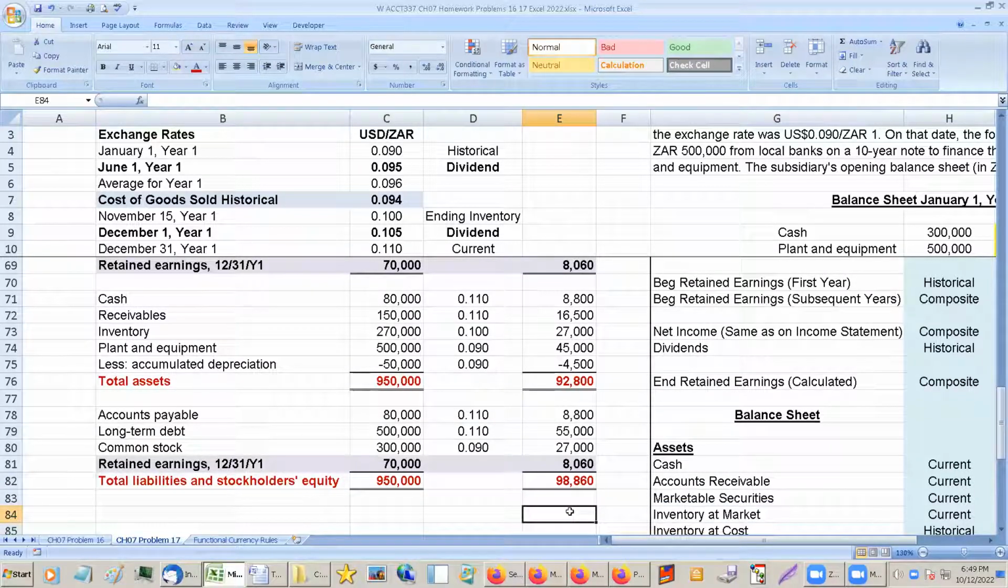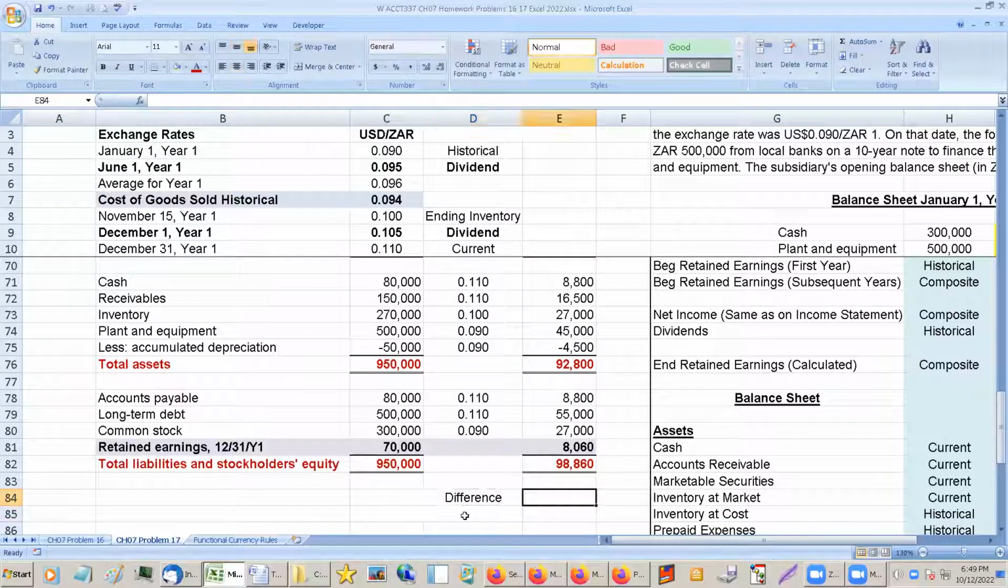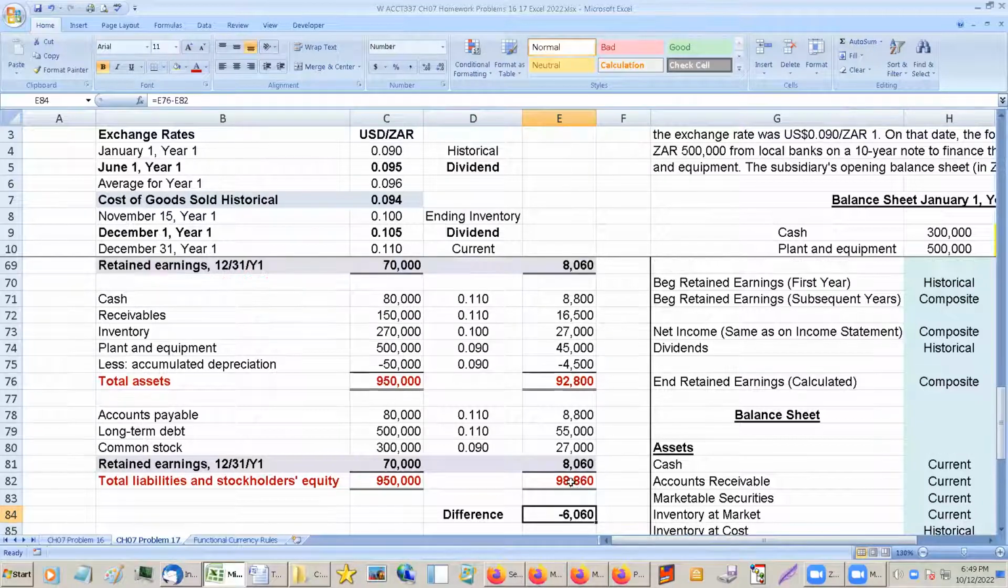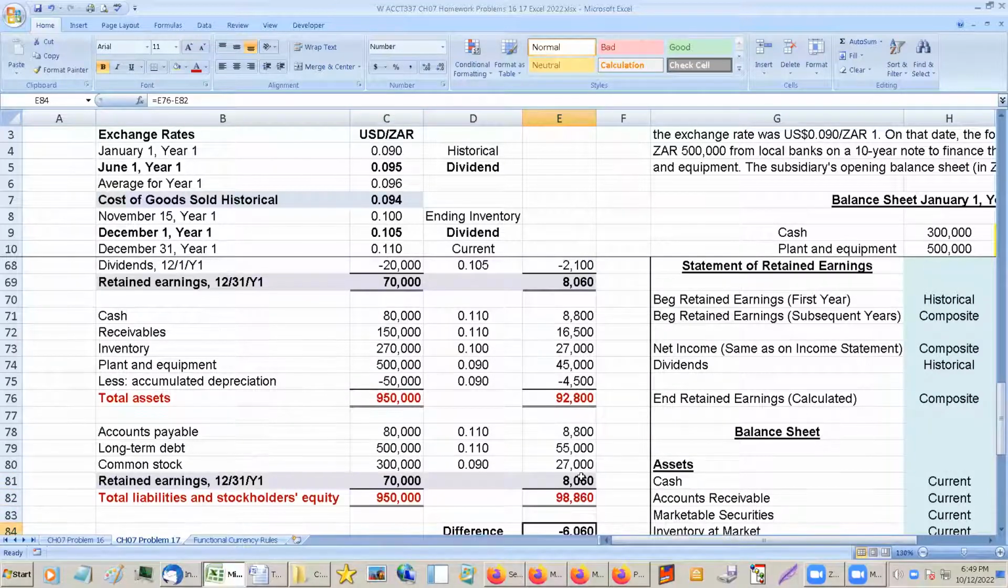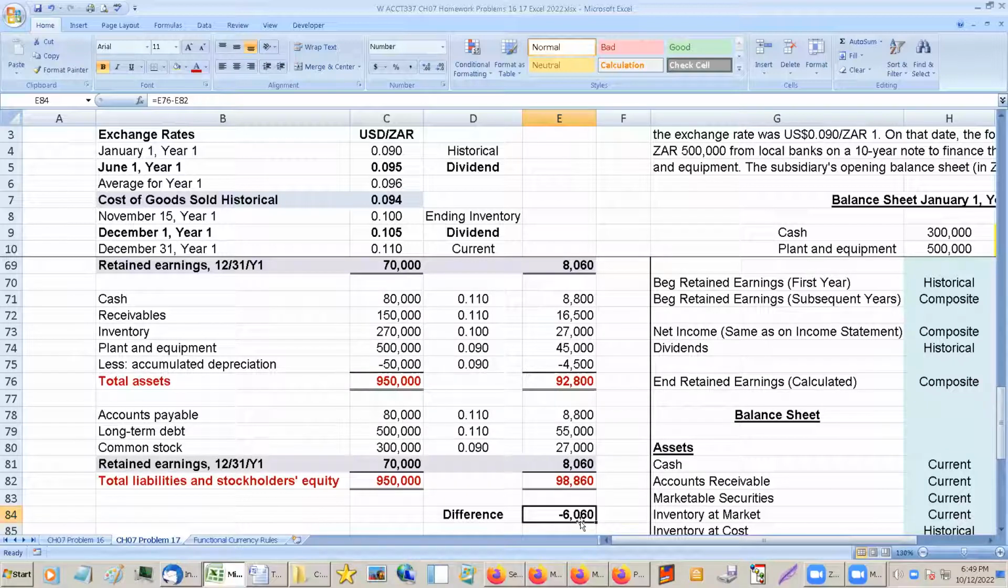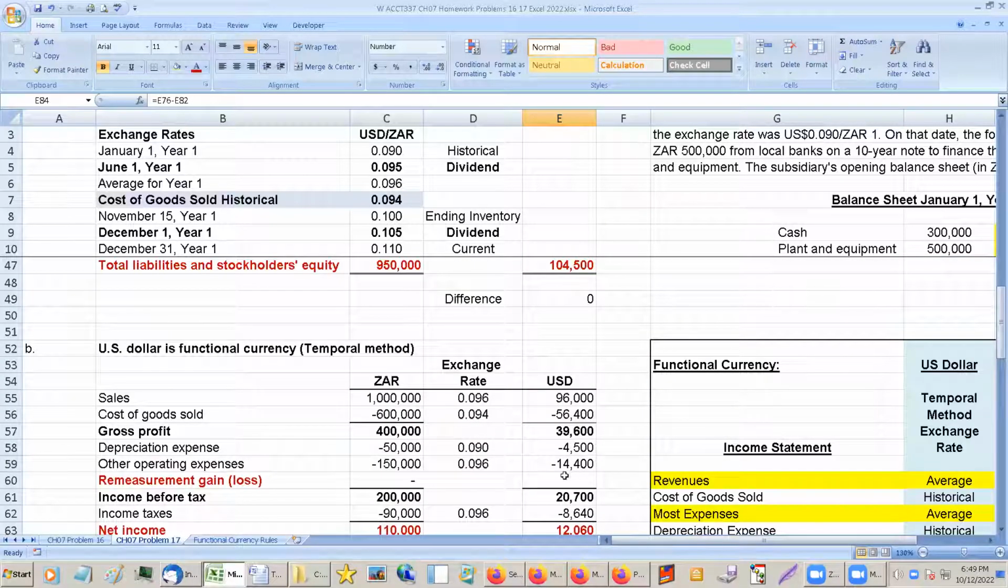So let's take a look at this difference. We have assets of 92,800. People can claim ownership basically of 98,960. So this is going to be a gain or loss. A loss. Yeah, it's going to be a loss. So now we go back up to our income statement. So I remember this number, -6060. Should be easy enough to remember, I guess.